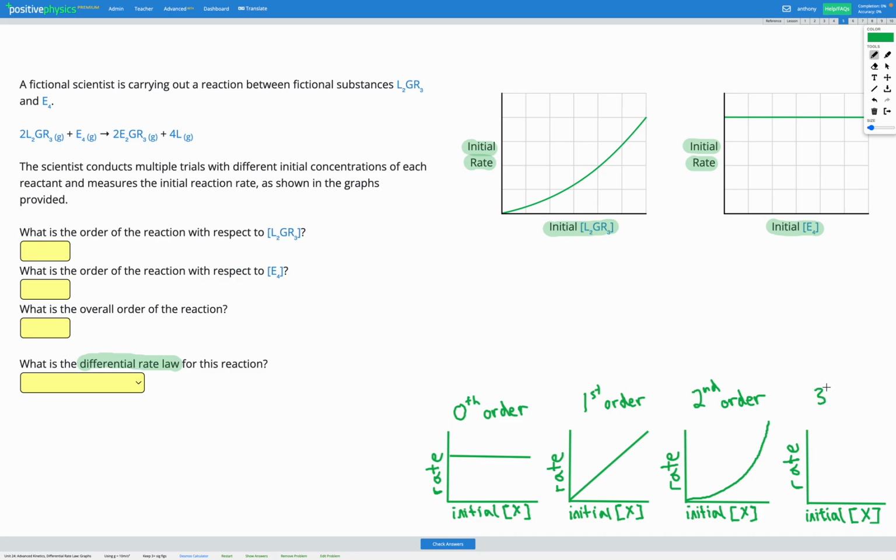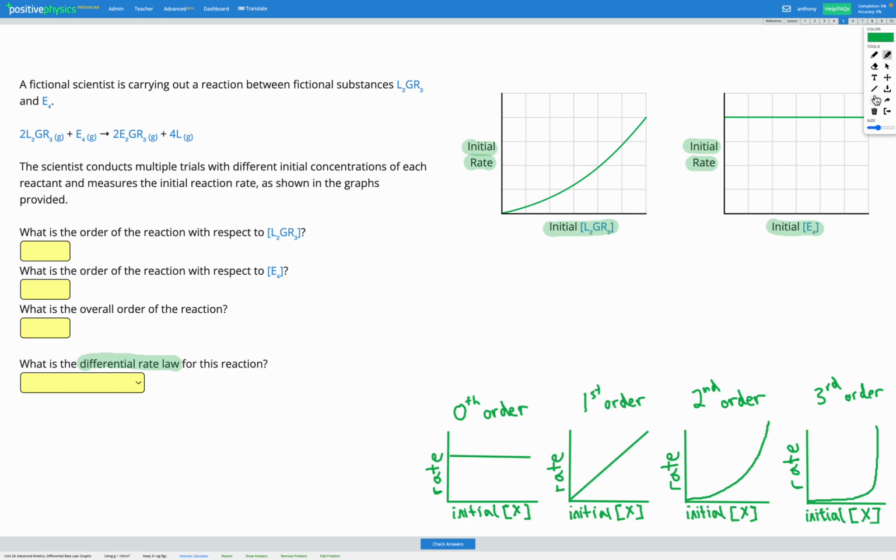Finally, for third order, if my initial concentration doubles, my rate is going to multiply by 8 because it's doubled cubed, 2 to the power of 3, which is 8. So this one is also curved, but it's a cubic shape, which has a more dramatic shape. So it has a really steep curve like this. So those are the shapes I'm looking for in my rate against initial concentration graphs to tell me what order my reaction is with respect to those things.